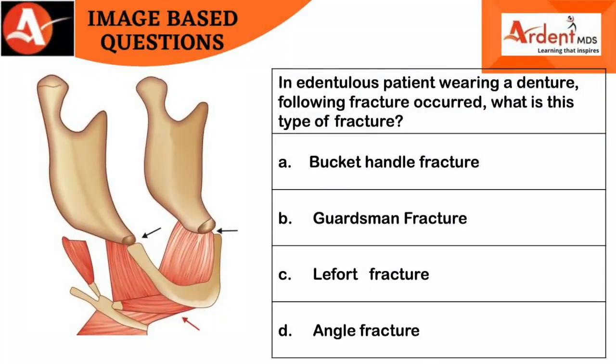So this is one more image based question. In an edentulous patient wearing a denture, following a fracture that occurred, what is this type of fracture called? This was asked in one of the previous AIIMS papers. This is called a bucket handle fracture. So the answer is A. Let's see the important points related to the bucket handle fracture.